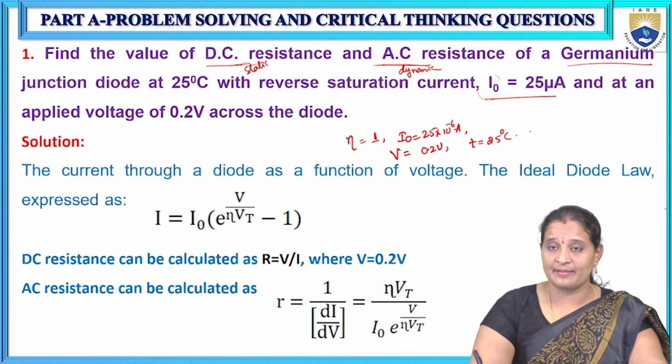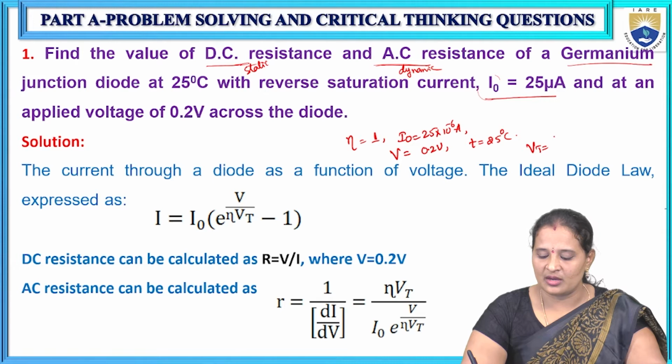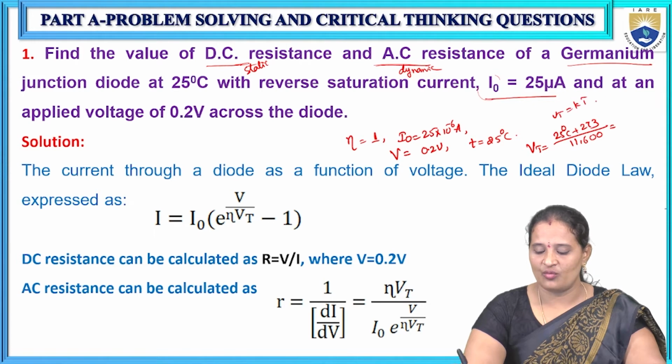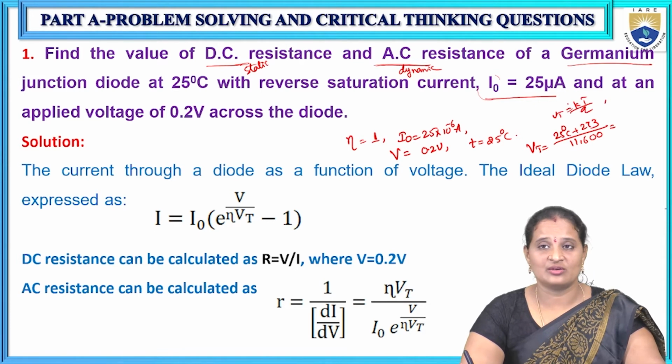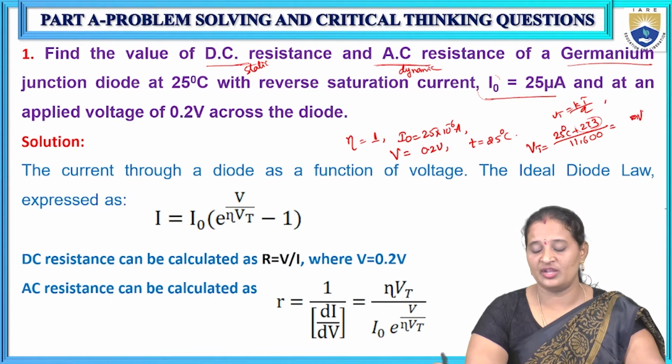So first of all, for the temperature given, we need to calculate VT. VT is equal to (25 degrees centigrade plus 273) divided by 11,600. So that is kT by q. So VT is equal to k capital T divided by q. K is Boltzmann's constant, q is the charge of the electron. T is the temperature in Kelvin, so that can be calculated by just adding 273 to it. So calculate this VT, it will be of the order of millivolts.